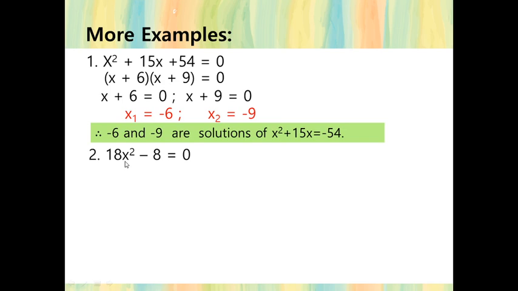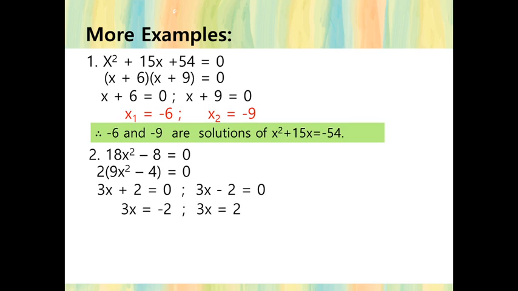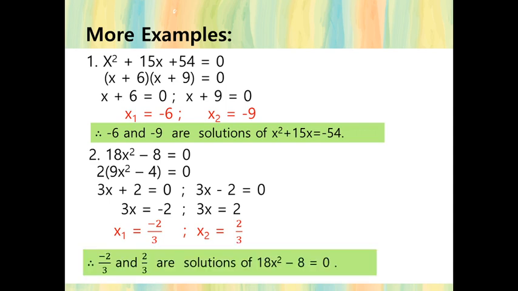Number 2, 18x squared minus 8 is equal to 0. So we factor, then set each factor equal to 0. Then solve the linear equation. Therefore, x is equal to negative 2/3 and positive 2/3, which are both real solutions of the equation.